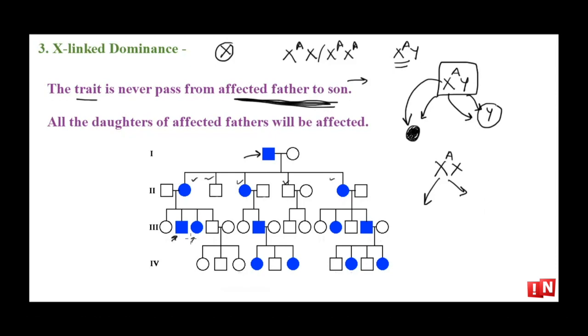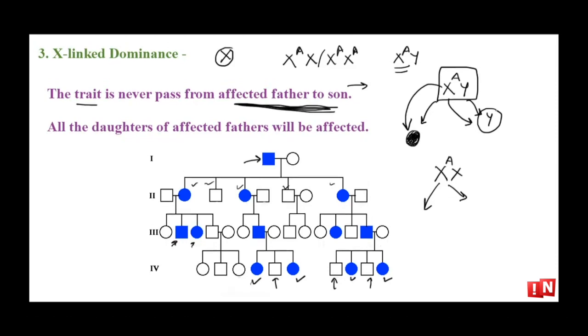If it goes to a daughter, it is going to get affected. Again, if this mother has an affected male, this male would have all affected daughters, but sons will not be affected. Similarly here, this affected daughter has an affected son. This affected father will have all affected daughters, but sons will be absolutely unaffected. A very typical way to identify X-linked dominance.